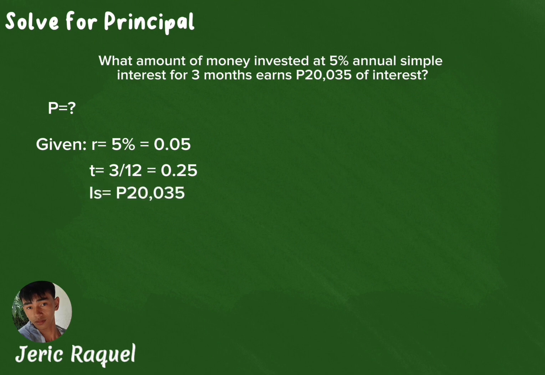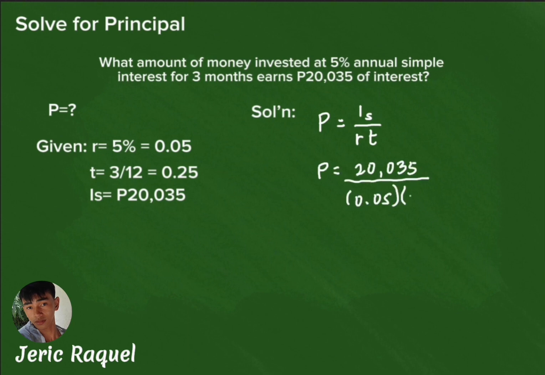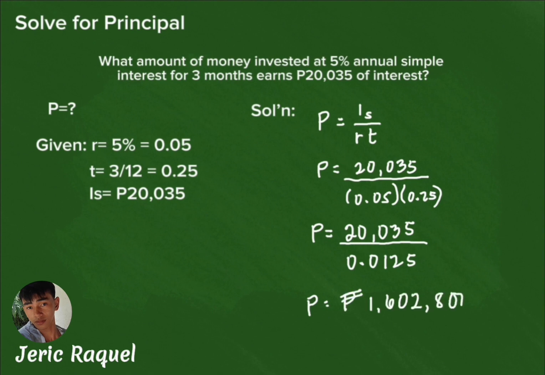Now, since the missing value is the principal, we will use the formula P equals simple interest over rate times time. P equals 20,035 over 0.05 times 0.25, equals 20,035 divided by 0.0125, equals 1,602,800. Therefore, 1,602,800 must be invested.